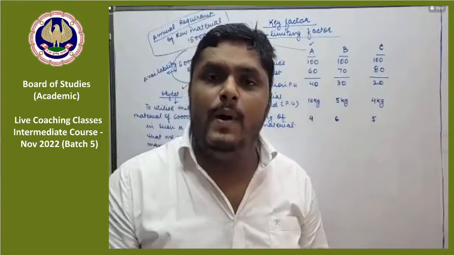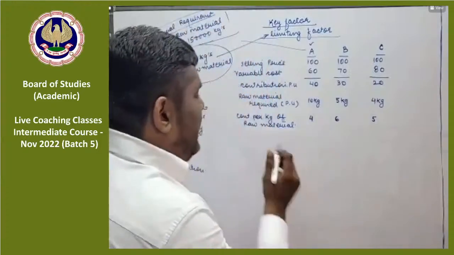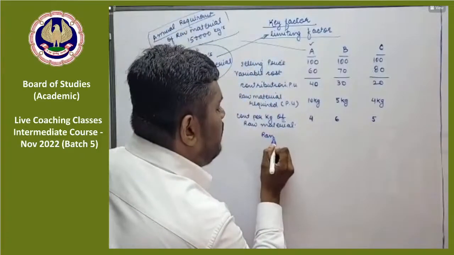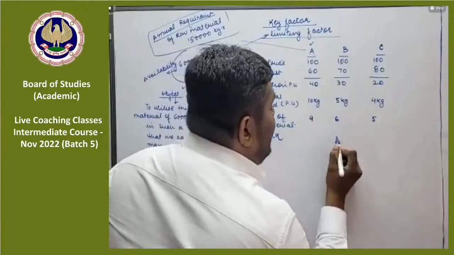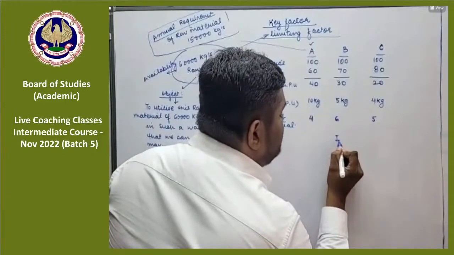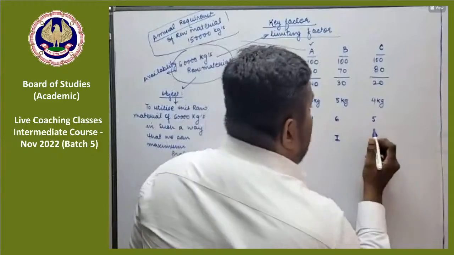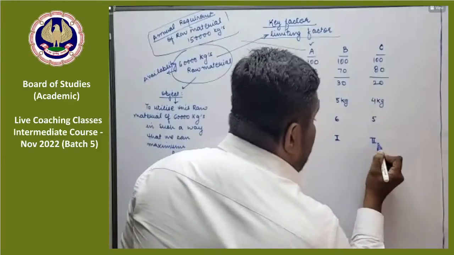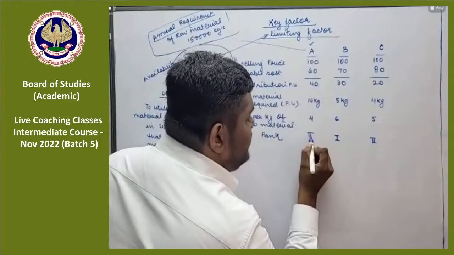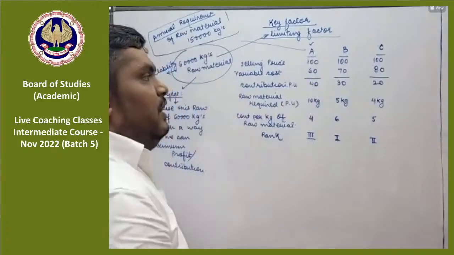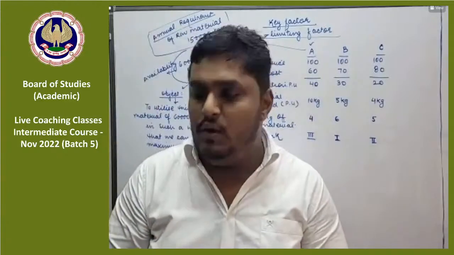So when talking about the priority part, the ranking part, product B should be given the first priority, product C should be given the second priority, and product A should be given the third priority. If you guys have any doubts in this part, you can ask me.